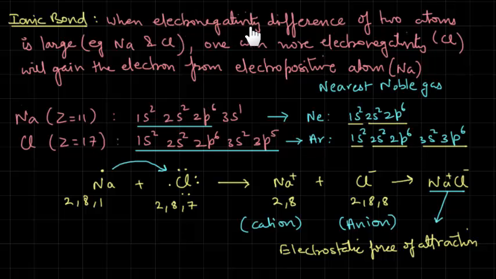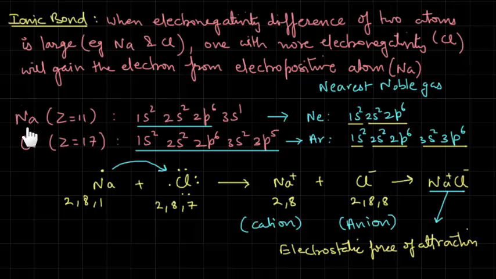Electronegativity is the tendency to attract the electron. Chlorine has high electronegativity, and sodium has very little. So when these two atoms come together, sodium will donate its electron to chlorine, which is also called the gain of an electron by chlorine. To achieve the nearest noble gas configuration, both Na and Cl by this process will achieve the nearest noble gas configuration. So let's see that.